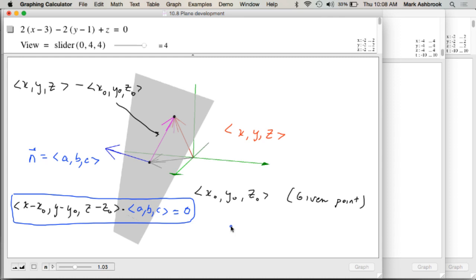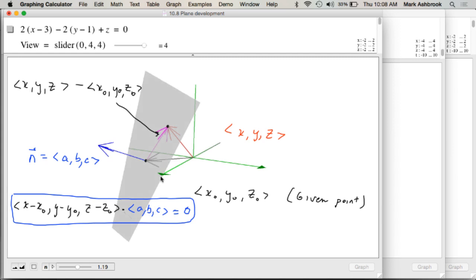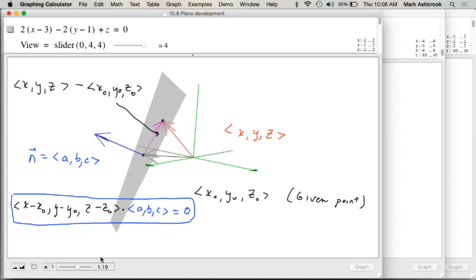So no matter where that pink one is, it's always parallel to the plane, so it's always orthogonal to the blue one. See that? So no matter what point I pick in the plane, that's the red vector, all points in the plane. The pink one, the difference, will always be a vector parallel and therefore orthogonal to the normal vector of the plane.